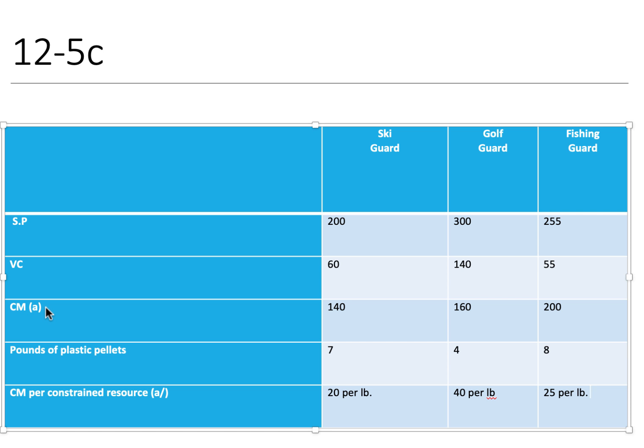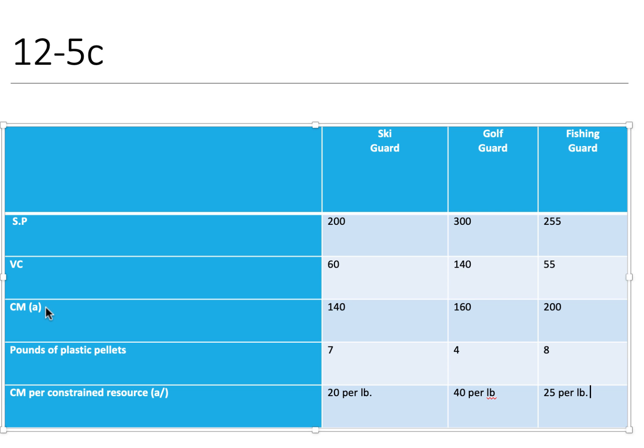So to answer number 4, it says, which product offers the most profitable use of plastic pellets? Well, in this case, guess what? It's the golf guard, because the golf guard gives us the most profitable use of the constraint by giving us $40 per pound. Okay, and this is larger than ski guard and the fishing guard.